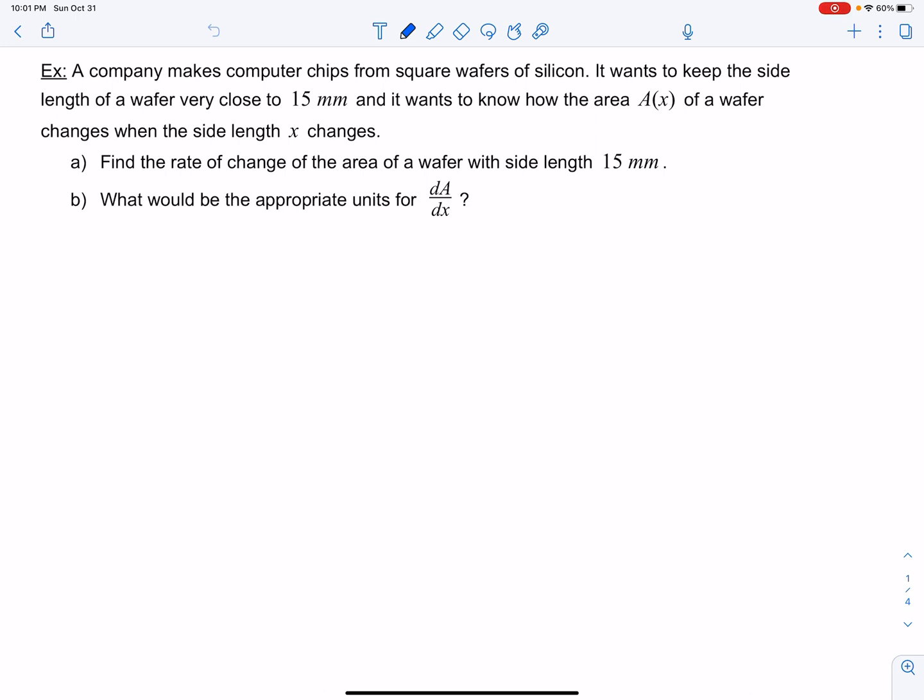So with our first example, a company makes computer chips from square wafers of silicon. It wants to keep the side length of a wafer very close to 15 millimeters, and it wants to know how the area, A of x, of a wafer changes when the side length, x, changes. So we're going to do two things here. We're going to find the rate of change of the area of a wafer with side length 15 millimeters, and then we want to know what would be the appropriate units for the derivative of A with respect to x.